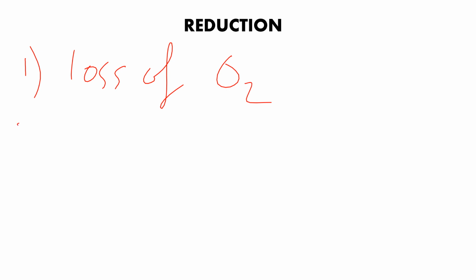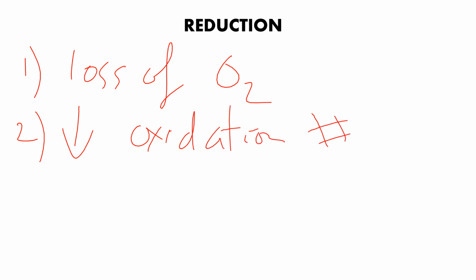Now let's turn to reduction, which we considered the opposite of oxidation. So we can define it as the loss of oxygen or a decrease in oxidation number or oxidation state, or the gaining of electrons. In other words, gaining electrons will make an element or ion go to a lower oxidation state or oxidation number.